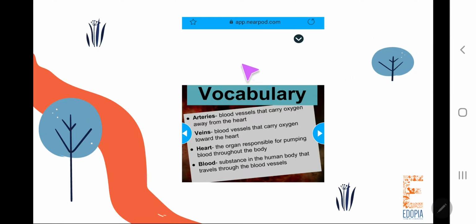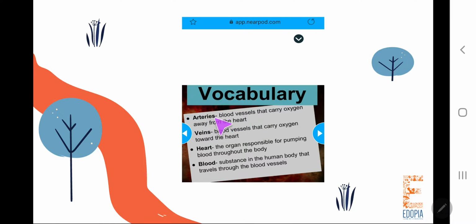As I mentioned in session, on Friday you worked on a Nearpod activity, which was a comprehension task based around the circulatory system. These are some of the vocabulary words you would have come across there: arteries, veins, heart, and blood. In this tutorial, we will revisit some of these key words while we're learning more about the heart and the circulatory system. Do have a quick read of this.